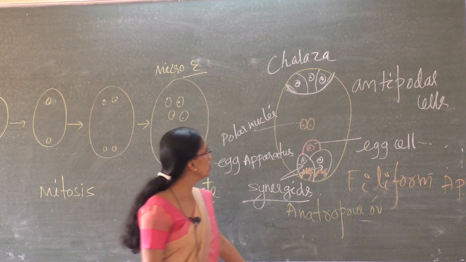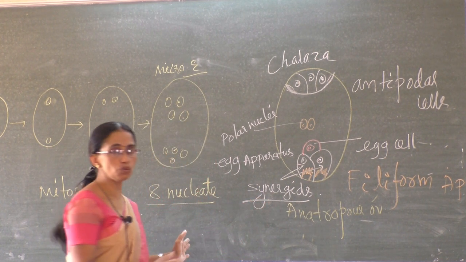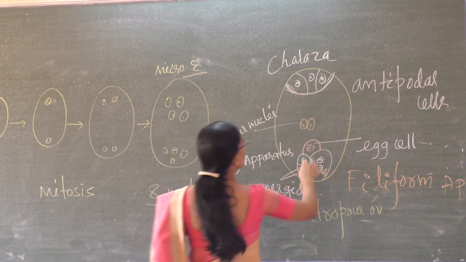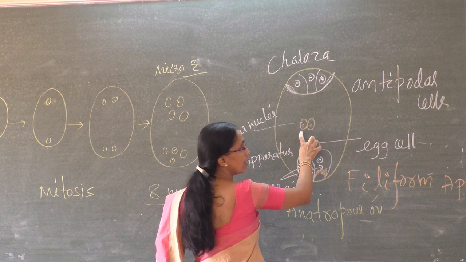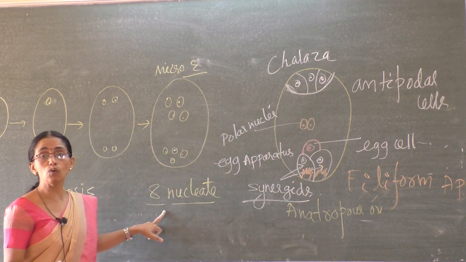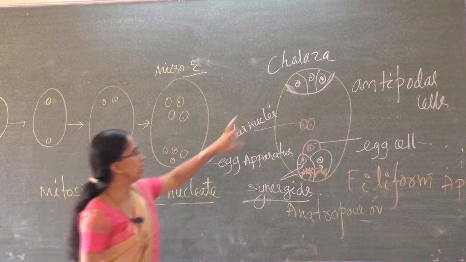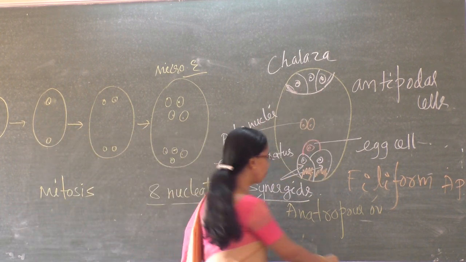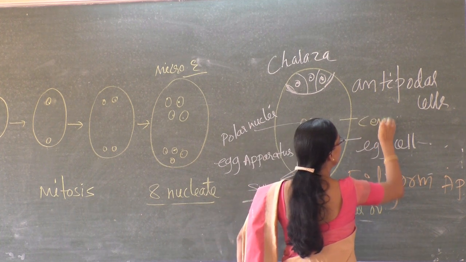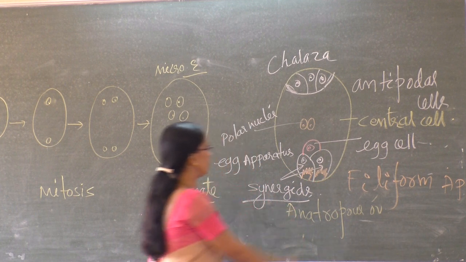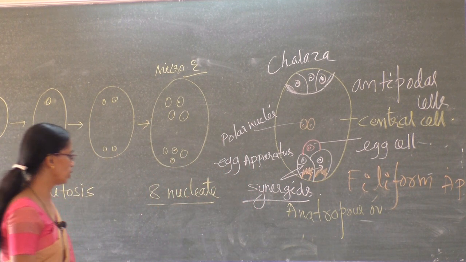Now this is the mature embryo sac in which there are 3 plus 3, 6, 7, 8 nuclei, but it is now only 7 celled. Here 3 cells, here 3 cells, 6 cells, and centrally 1 cell which is called the central cell. So this is the mature embryo sac.